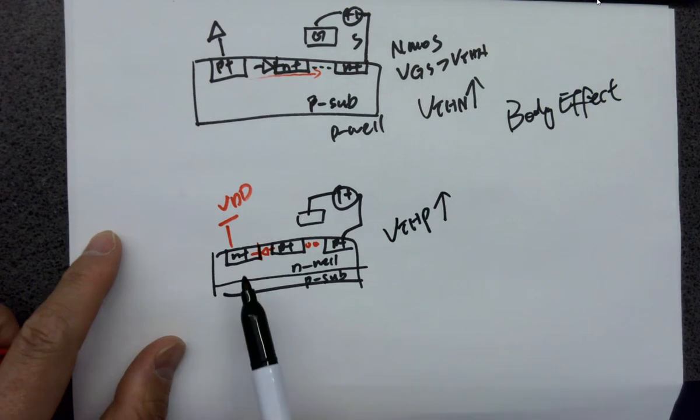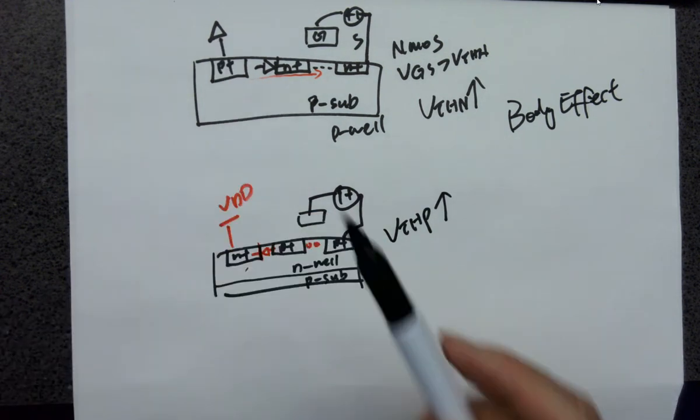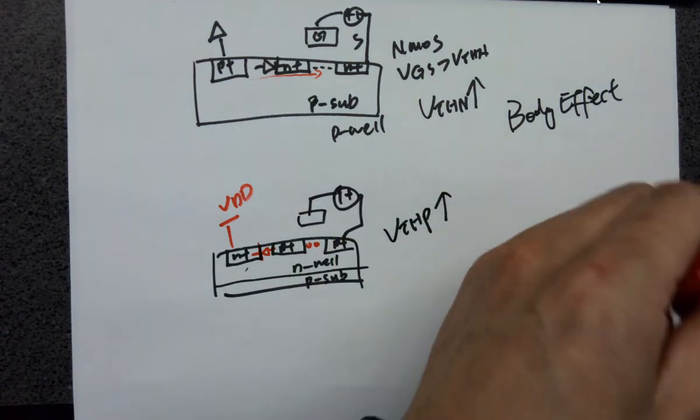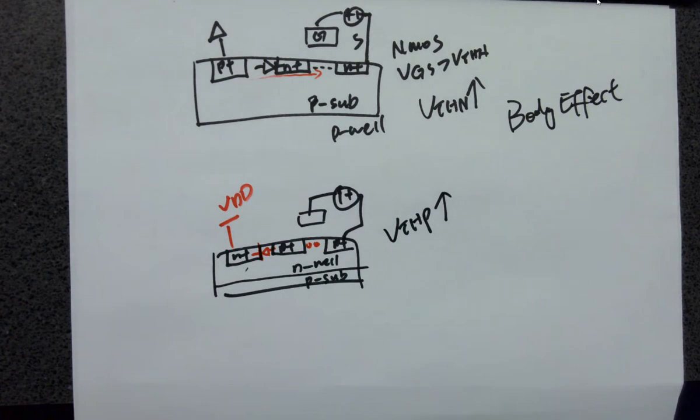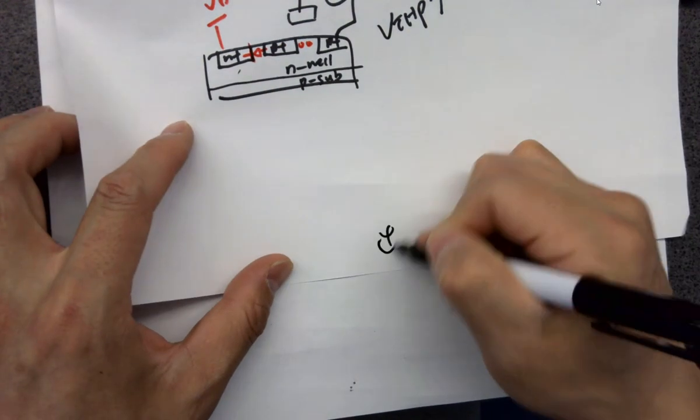And that is why we need the well taps, and we need to tie the well taps to certain voltages. For PMOS, it's going to be VDD. For NMOS, it's going to be ground. Is that clear? If I tell you it's going to be on the final, it's going to be on the final, okay? Seriously. Any questions on this?